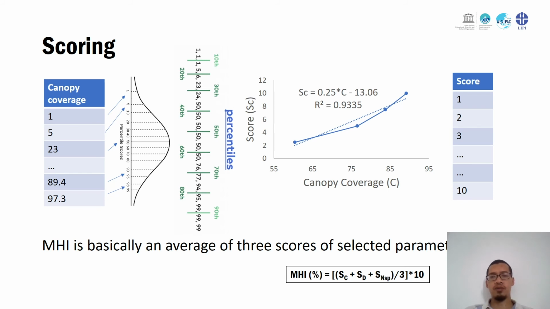From this, we create the regressions, and once we have a formula, like here, score of canopy coverage equals 0.25 multiplied by canopy coverage minus 0.086, we can estimate the scoring for the other data points. So once we have standardized the datasets, we can calculate the Mangrove Health Index based on this formula.